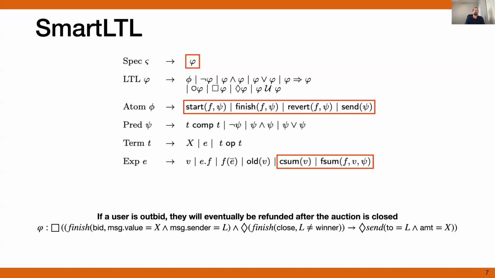So now let's go back to that specification that we looked at previously. This is how we would write that specification in SmartLTL. Namely, what the specification says is if I successfully bid a value of X, and eventually the auction closes and I am not the winner, then I should eventually be sent an amount of money equal to my bid.